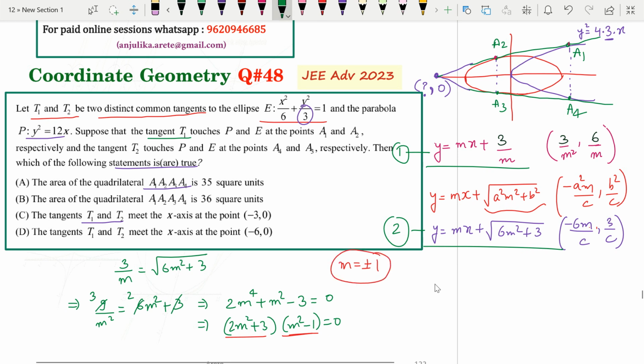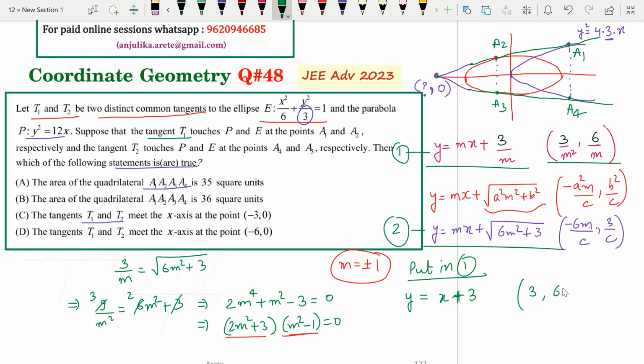So let's put in 1. You can put in 2 also, it's your wish. Let's put in 1, 1 looks simpler. So for the parabola, I'm using that. With m as 1, I'm getting y equals x plus 3. And what is the point of contact for the parabola? Here I'm going to plug in m is 1, so 3 and 6.